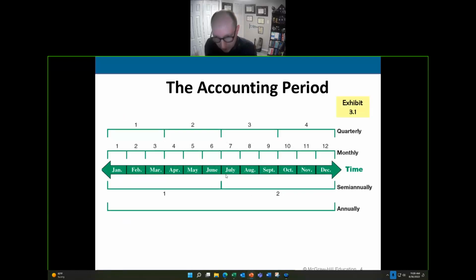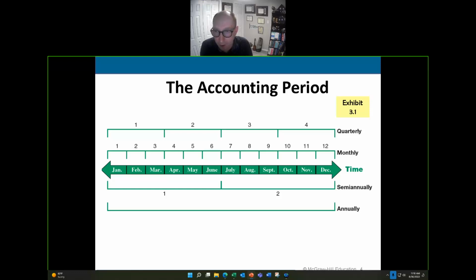So in accounting, we talk about accounting periods. The word period simply means amount of time. Okay, it's the amount of time. When we talk about this concept of time, we're talking about how the financial statements, income statement, balance sheet, statement of cash flow, statement of retained earnings, are displayed.